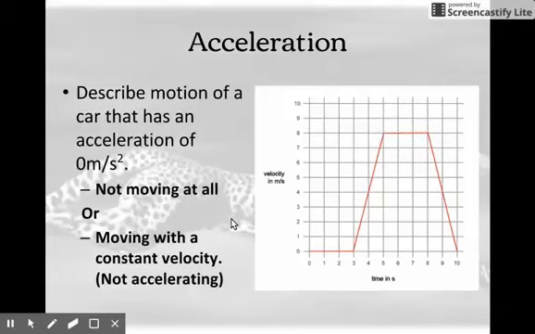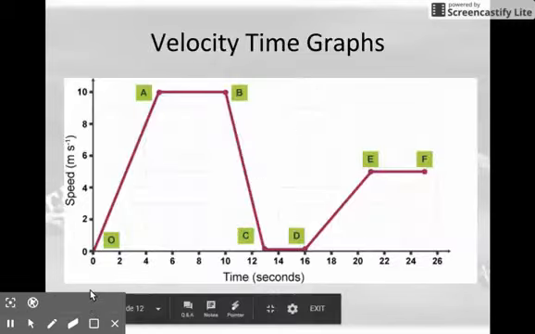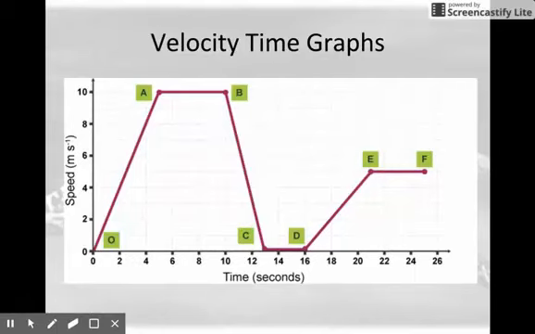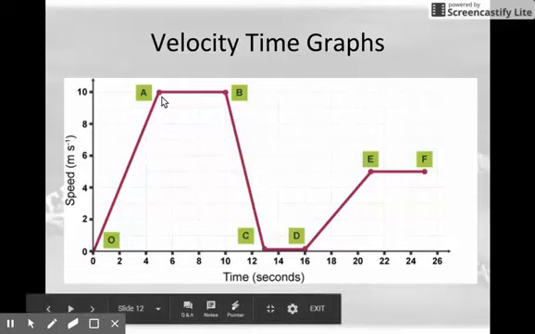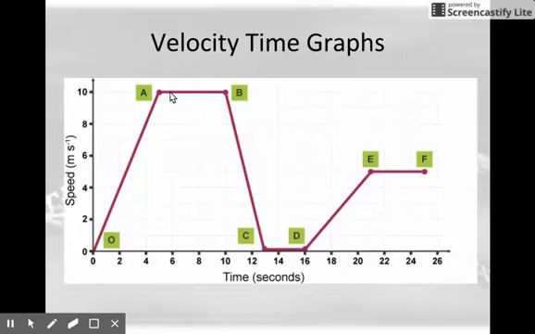Okay, so let's try looking at and analyzing a couple of these velocity time graphs. So here we have a velocity time graph. Let's describe what is going on. From segment O to A, we are speeding up. So we go from a speed of 0 to 2 to 4 to 6 to 8 to 9 and finally to 10. So we have a constant acceleration because the line is straight, and we have a speed that is increasing, going up. From segment A to B, we are not accelerating.